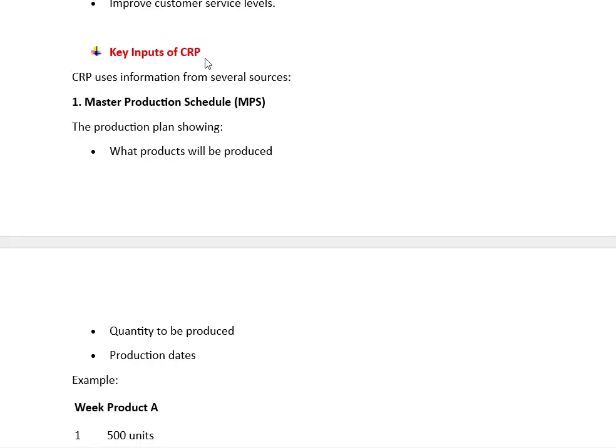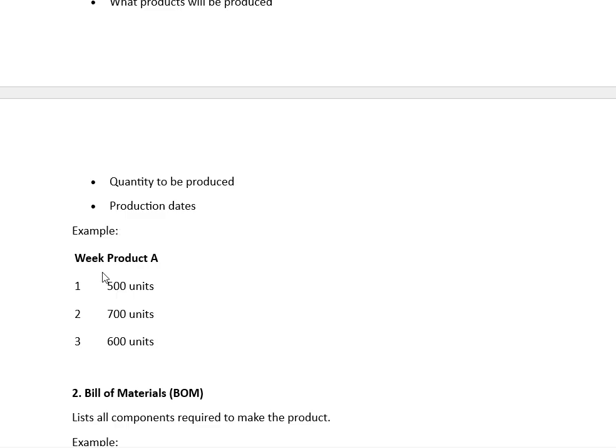Key inputs of CRP. CRP uses information from several sources. First is the Master Production Schedule (MPS), the production plan showing what products will be produced, the quantity to be produced, and production dates. Example: in week 1, 500 units of product A are produced. In week 2, 700 units of product A are produced. In week 3, 600 units of product A are produced. So MPS answers this question.